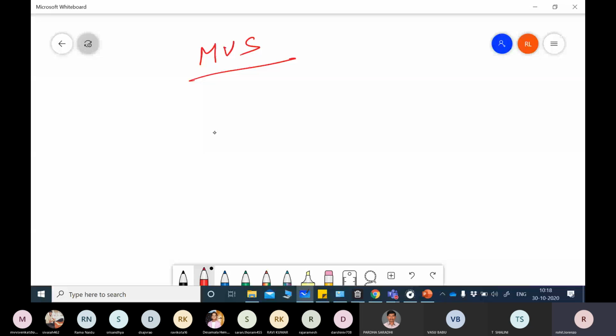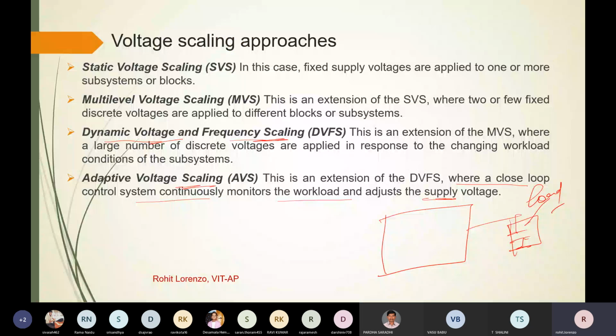Now adaptive voltage scaling is an extension of DVFS, where a closed loop control system continuously monitors the workload and adjusts the supply voltage. So it's a feedback type of system. By checking the workload, it will feed back to the chip the information that this much is the workload, so now you have to supply this much voltage. So it's a control system type of thing.